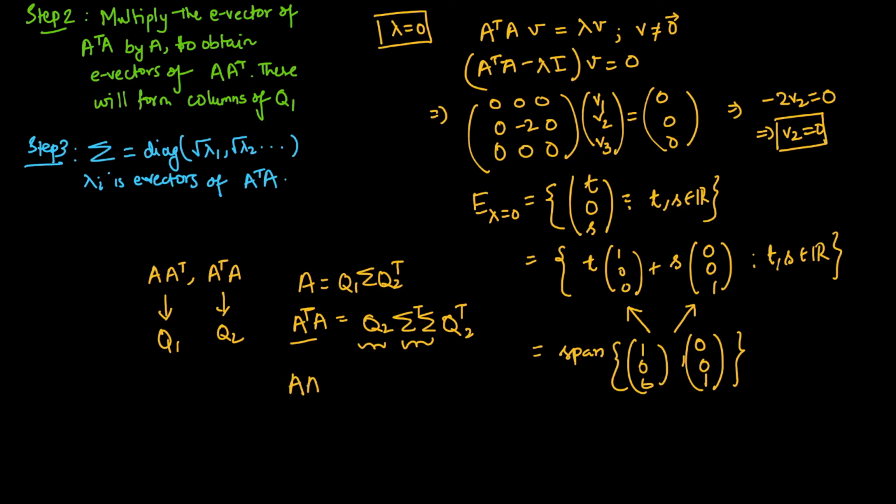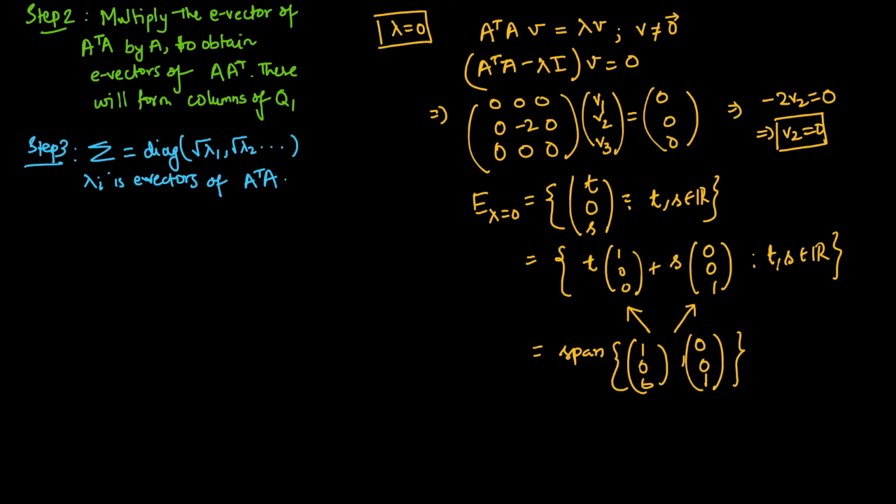Similarly, AA transpose can be written as Q1 sigma sigma transpose Q1 transpose. So Q1 corresponds to the eigenvectors of AA transpose. This is actually the standard diagonalization which is available for any symmetric matrix.